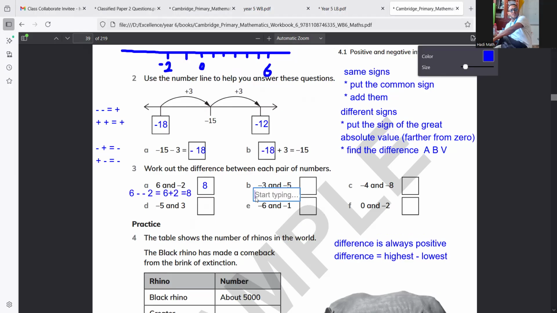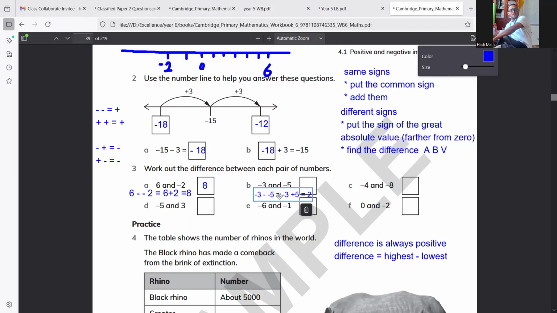Difference between those two numbers, the greater number is negative 3. You know, in negative numbers, negative 3 is bigger than negative 5 because whenever you go left, the number gets smaller. Then you say negative 3 minus, because you know the difference, the greater one is negative 3 minus the smallest one. The smallest one is negative 5. And this will be equal to negative 3 plus 5. And negative 3 plus 5 is equal to 2.